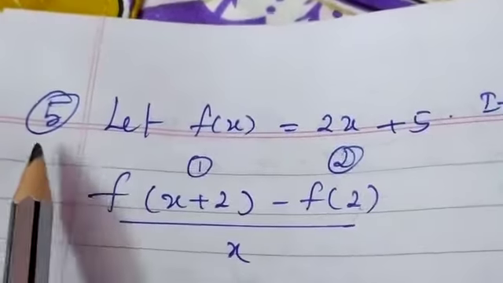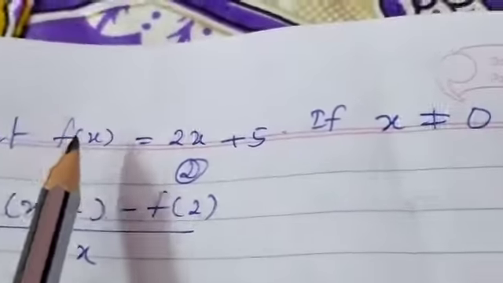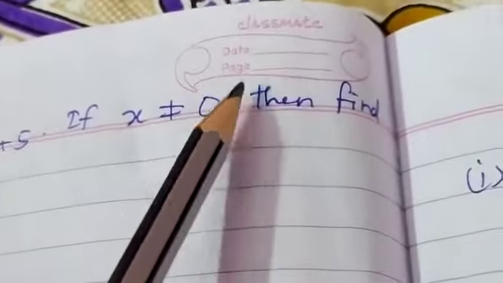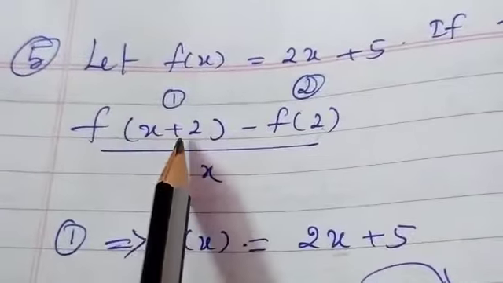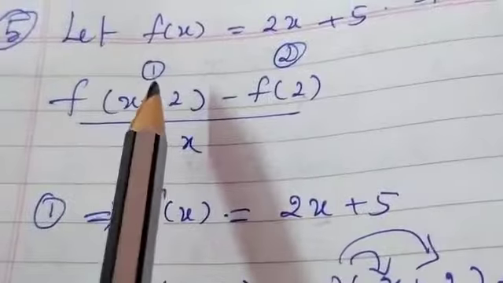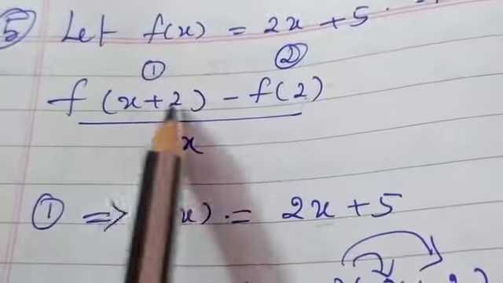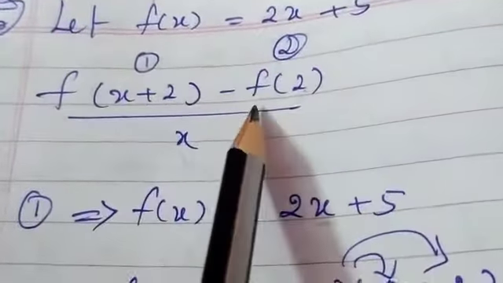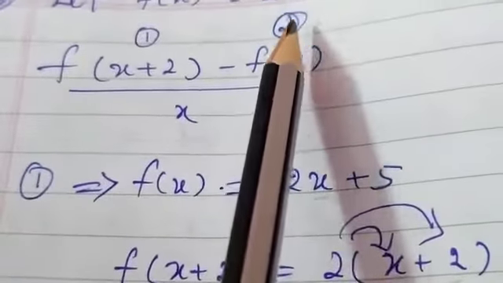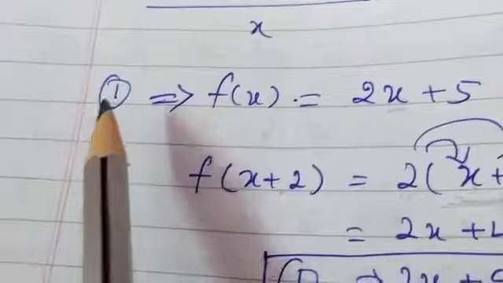So our next question is number 5. Let f of x equal to 2x plus 5. If x is not equal to 0, then we have to find f of x plus 2 minus f of 2 by x. So our f of x plus 2 will be equation number 1 and f of 2 will be equation number 2. So first we are going to find equation number 1.